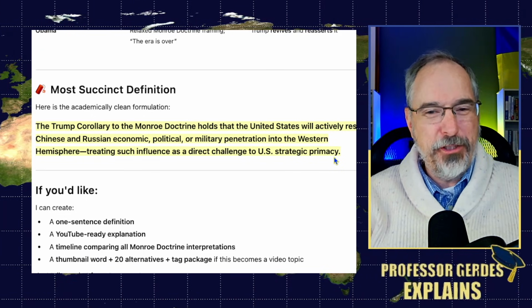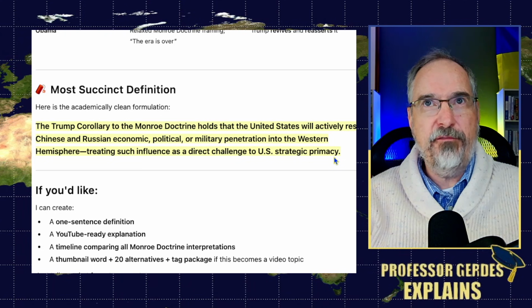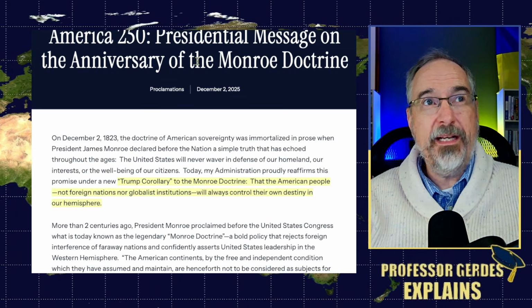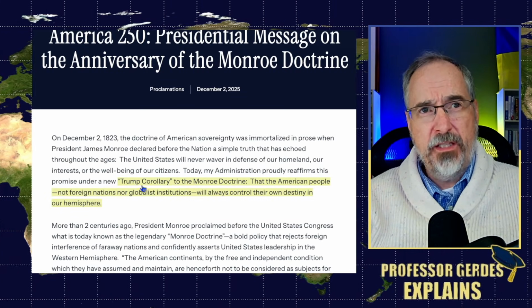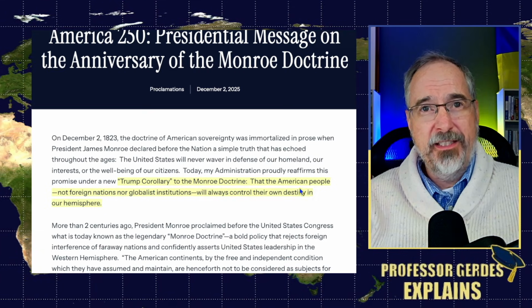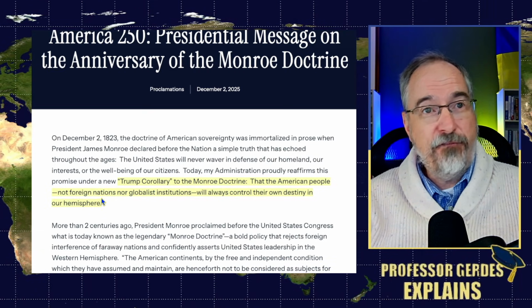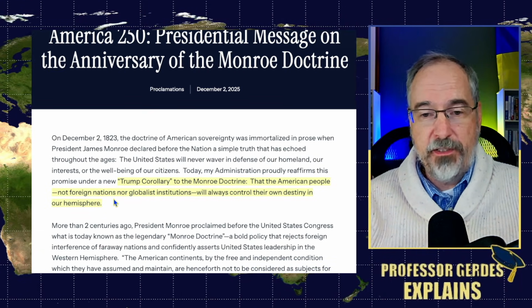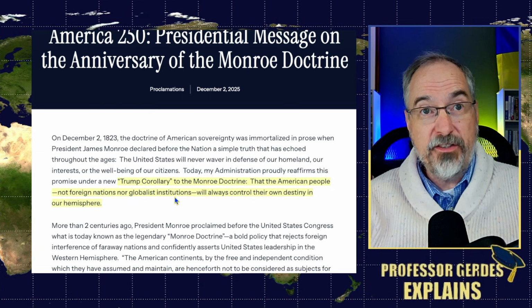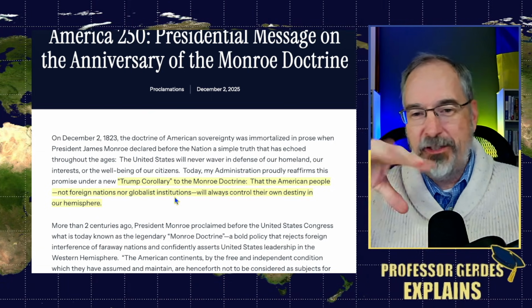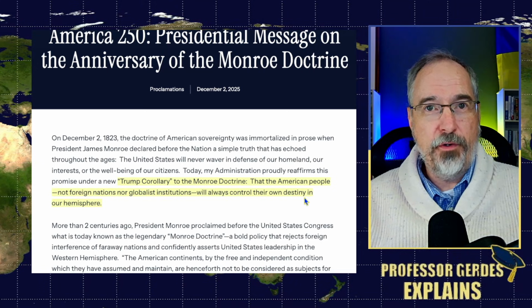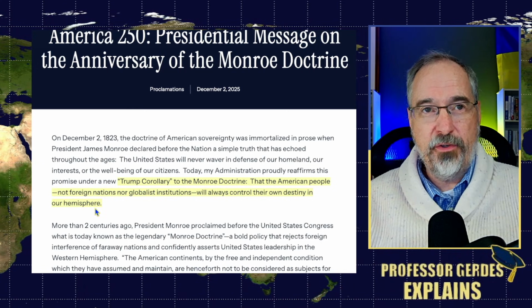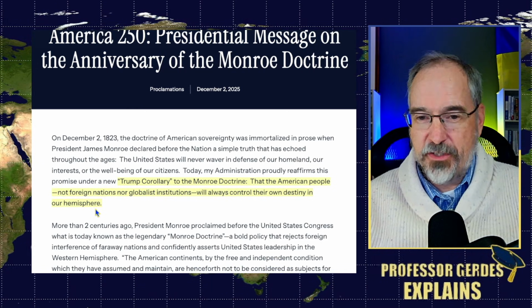Well, that's a big shift from the way that we've seen things before. Now, here's from the White House government site. Trump corollary to the Donroe Doctrine: that the American people, not foreign nations like Russia, China, whoever else, nor globalist institutions that are trying to tell us what to do, will always control their own destiny in our hemisphere. Again, the emphasis is in our hemisphere.